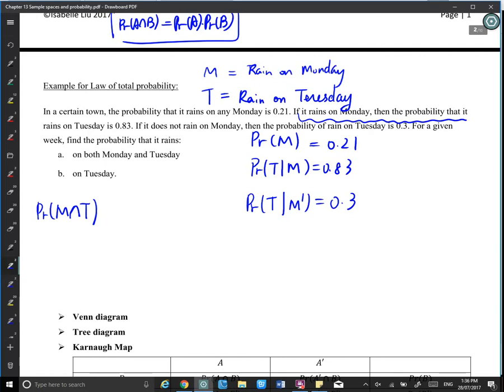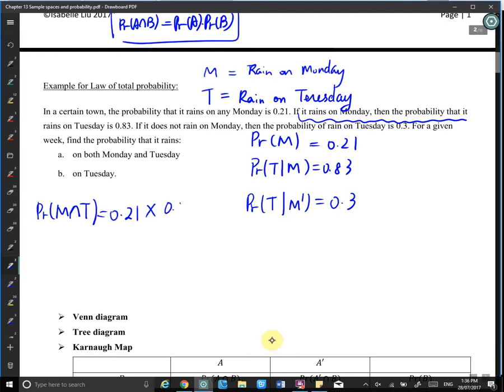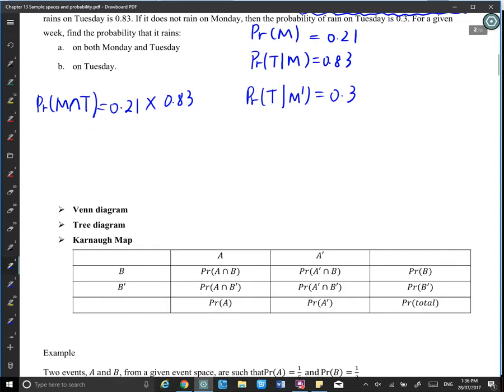Okay, what's the probability it will rain on Monday? 0.21. So the first number must be 0.21. Intersection means times. What's the probability it will rain on Tuesday as well? Do you take 0.3 or 0.83? 0.83, because we already know Monday is raining. So you times 0.83 here. So 0.21 times 0.83. If you can't see it, I will draw a tree diagram for you.